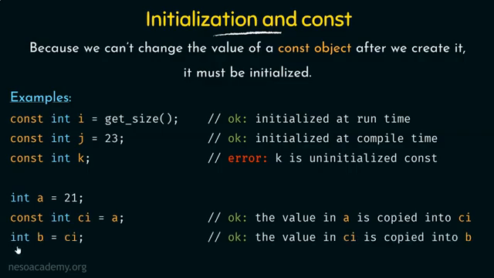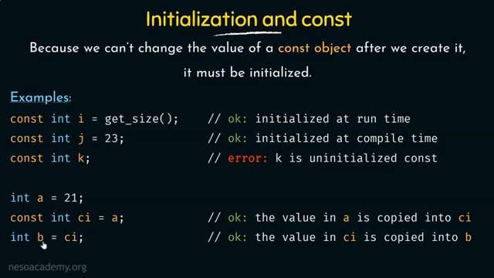And next, here I am saying int b equal to ci. Here I am defining a variable named b of the type integer, and to this b I am storing the value of ci. So what is the value of ci? ci is holding the value 21 from here because a was 21.